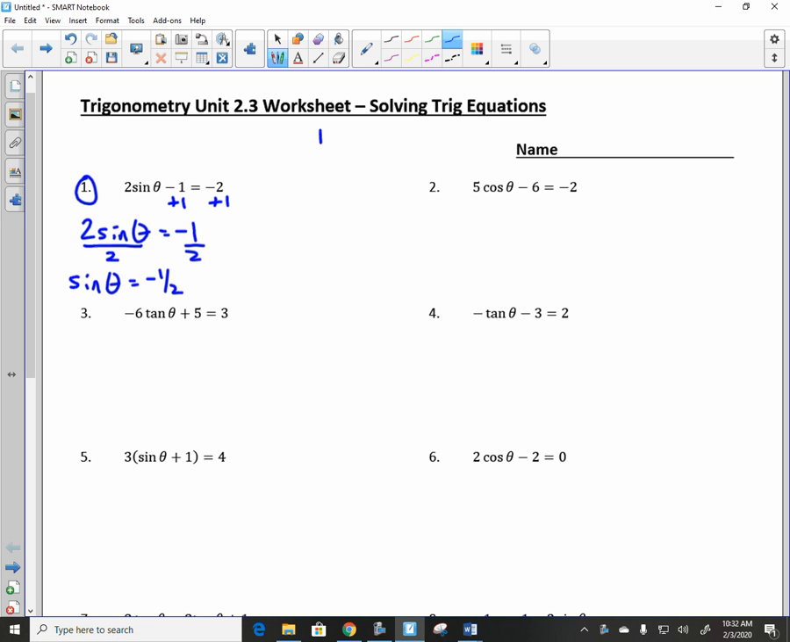So at this point, we first determine where is sine negative. That would be in quadrants 3 and 4. Sine is positive in the first and second. It's negative in the third and the fourth. I draw my reference angle, and then I go to my calculator.